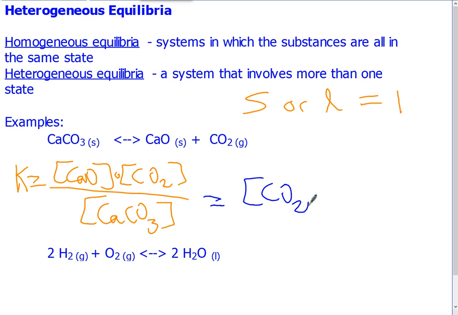Just the carbon dioxide. Yeah, you got it, Ali Weissa. Just the carbon dioxide, because this is a solid, so it gets replaced with a 1. This is a solid, it gets replaced with a 1.